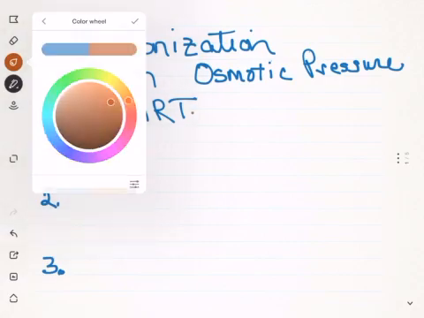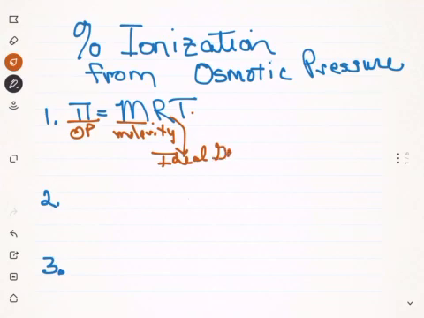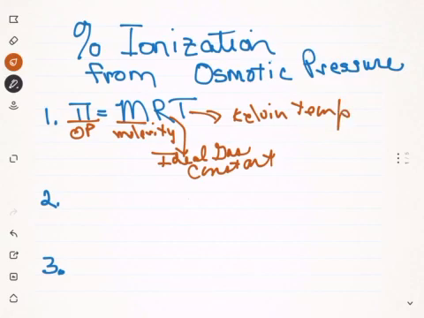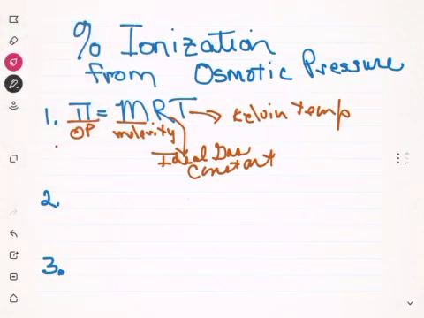this value is the osmotic pressure. M stands for molarity. R is the ideal gas constant. And T, of course, is Kelvin temp. And we will be given this value, this value, this value, and we'll be solving for M.